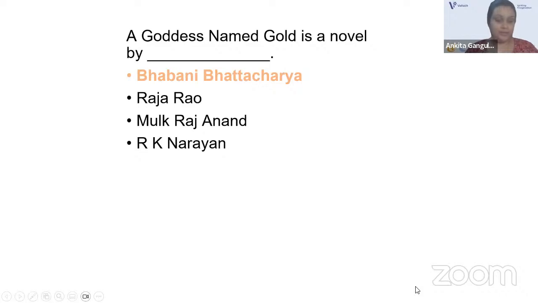Let me tell you a bit more about this novel. It's a modern fable of rural India, narrated against the backdrop of the freedom struggle. It is a masterly satire on those who live by the lure of gold. And again, the setting of this work is very important. It is set against the backdrop of the independence struggle of India. A Goddess Named Gold is a very important novel by the writer Bhabani Bhattacharya. Okay, let's move on to the next question.